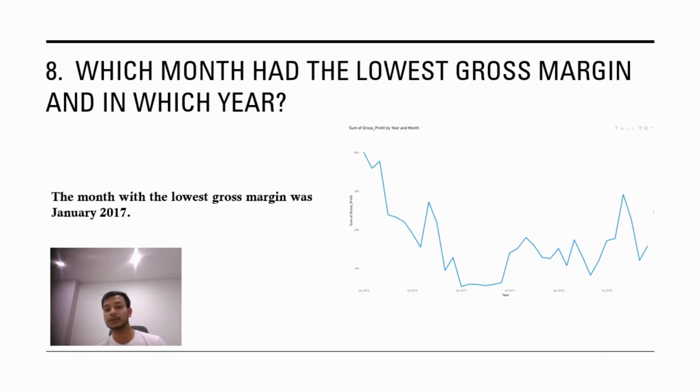Which month had the lowest gross margin and in which year? Regarding its solution, we created a line chart in Power BI using date hierarchy, year and month, and aggregated gross profit from the transaction table. The graph clearly showed that the lowest point, representing the minimum gross margin, occurred in January 2017, making it the period with least profitability across the dataset.